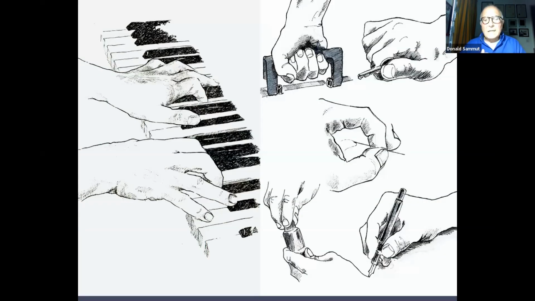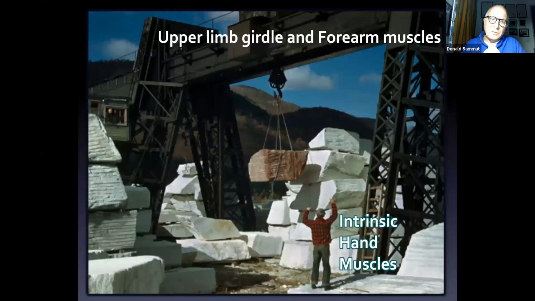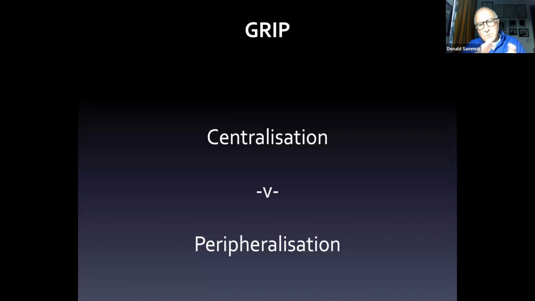It's useful to start really with forms of grip, and we look at the way the hand adapts to various tasks. But the first and most important concept, of course, is the precision we're considering is all vested in the intrinsics. The upper limb girdle and forearm musculature provide the power, while the intrinsic hand muscles provide the precision. I've fancifully taken this photo to summarize that. And I'd like to introduce you to this concept, which is the difference between centralized and peripheral grip.